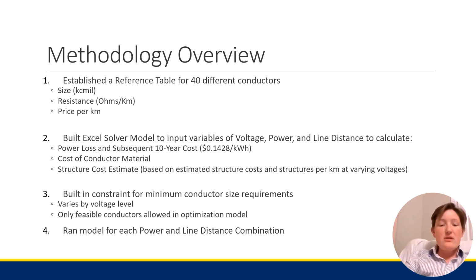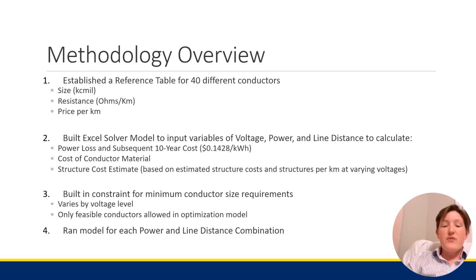I also built an Excel solver model to input the variables of voltage, power, and line distance in order to calculate the power loss, and then through that, an estimated 10-year cost of power loss at those settings, cost of the conductor material per kilometer, and then the structure cost. And this estimate is based on the estimated structure cost at the different voltages, as well as the number of structures per kilometer at those voltages. And so those two parameters came together to give an overall structural cost estimate.